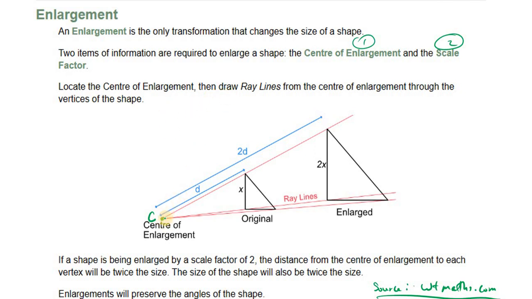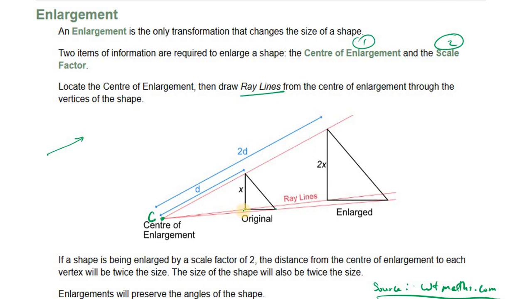Now, what we need to do is to draw ray lines. A ray is simply a line that would start here, for instance, and go on, but has an arrowhead. So we draw ray lines from the center of enlargement through the vertices of the shape. So we're going to draw a straight line through the vertices. This is one of the vertices of this original triangle. This is another vertex, and this is another vertex.